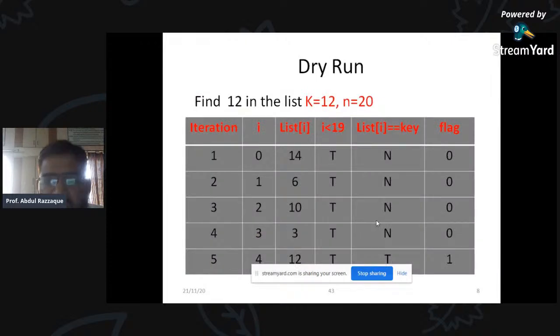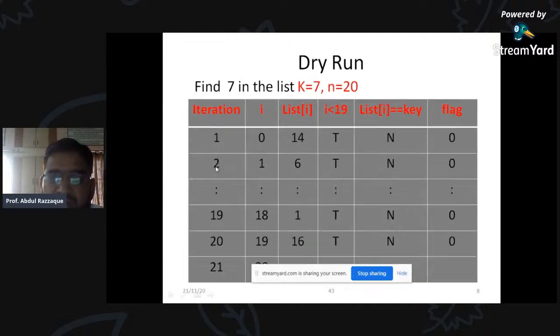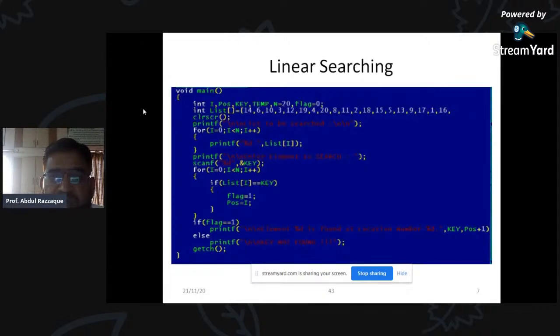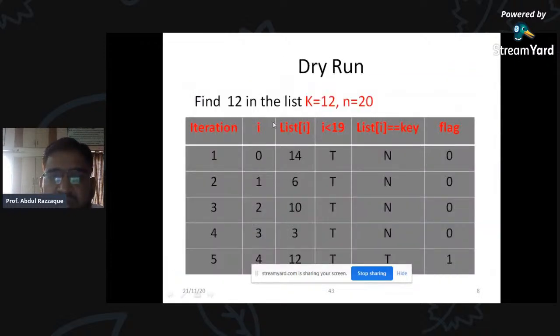Okay. So in the same algorithm, let's say we are searching whether 12 is there in the list or not. In the first iteration, I is 0, and list of I, meaning the 0th position of the list, has 14. So we are checking I is less than or equal to 19. It should be equal too, right? It is true because 0 is less than 19. So is list of I equal to key? No. So every time it is no.